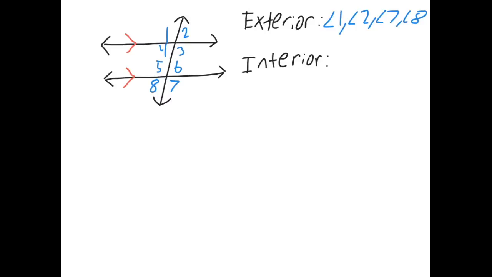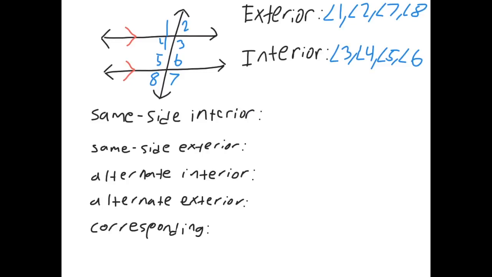Then we want to look for the interior angles. Those are the ones in between the parallel lines. 3, 4, 5, 6. These ones here. Angle 3, angle 4, angle 5, and angle 6. So now we're going to talk about pairs of angles and their relationships.